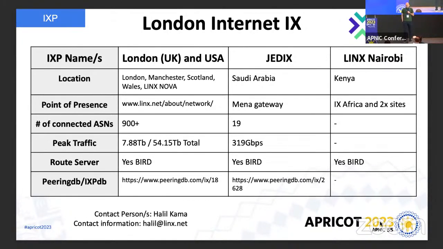For London, we have over 900 ASs connected, and you can see the traffic stats there, but there's about 54 terabits of traffic flowing across the exchange at any given point. So it's quite a large exchange. We do have route servers on all of our exchange platforms. In London, you're able to access about a third of the routing table from accessing the route server. So I'd recommend everyone does use the route server to the best of their abilities.